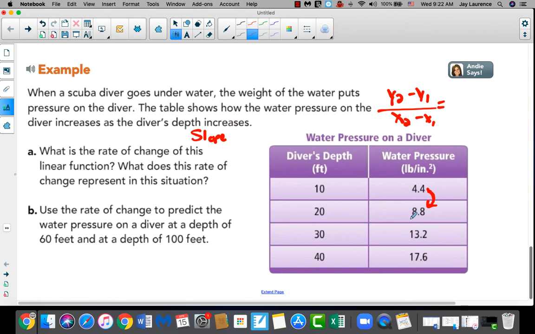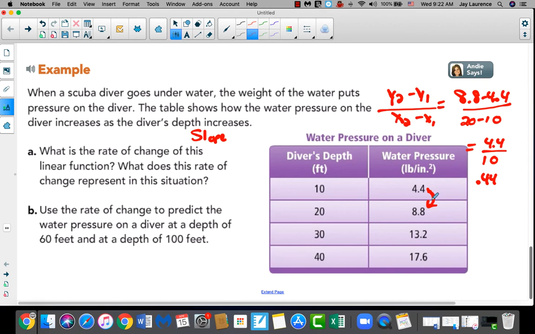So I'm going to have 8 and 8/10 minus 4 and 4/10. Sorry, I had some lag there. And then 20 minus 10. So that is going to give me 4 and 4/10 divided by 10. And when I divide by 10, I'll get this decimal, pounds per square inch. Okay, there we go.